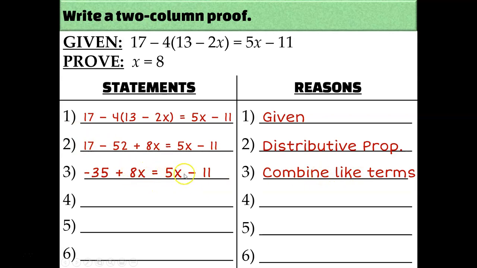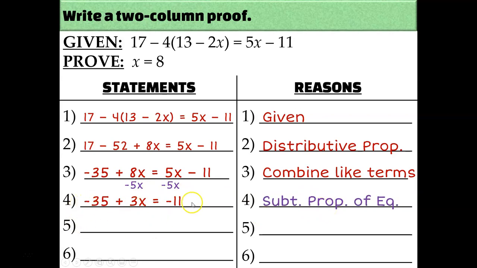All right, now I need to get my x's together on one side and my constants together on the other side. And this is another one of those equations where you have a few different ways that you could begin. You could add 35, you could subtract 8x, you could subtract 5x, or you could add 11. All of those would be a correct way to proceed. It's up to you. I'm going to start by subtracting 5x. So I have negative 35 plus 3x equals negative 11. Since I subtracted, my reason is the subtraction property of equality.